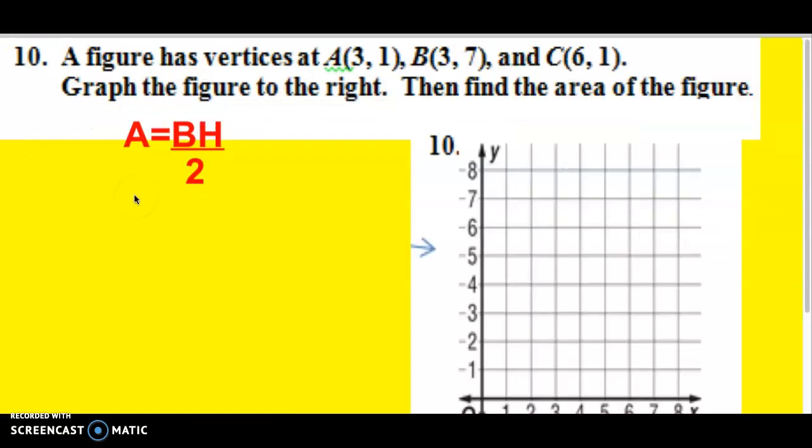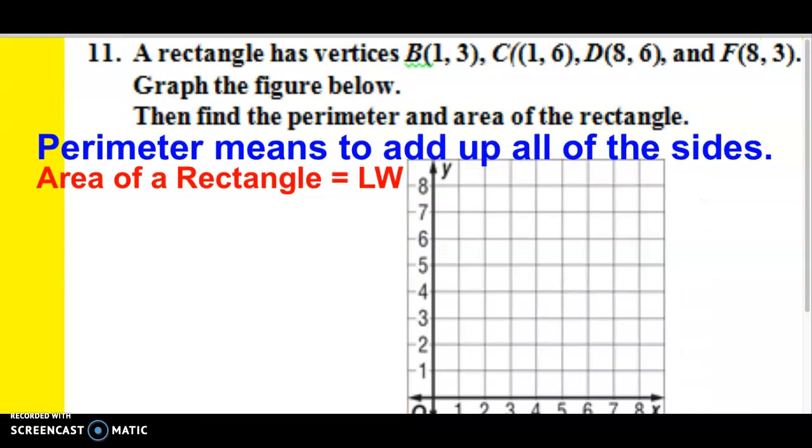And number 10, you're going to graph these points, connect them, and you'll form a triangle, and find the area of that triangle using that formula. Number 11, you're going to graph these points, connect them to form a rectangle, and you're going to find the perimeter and area using these formulas.